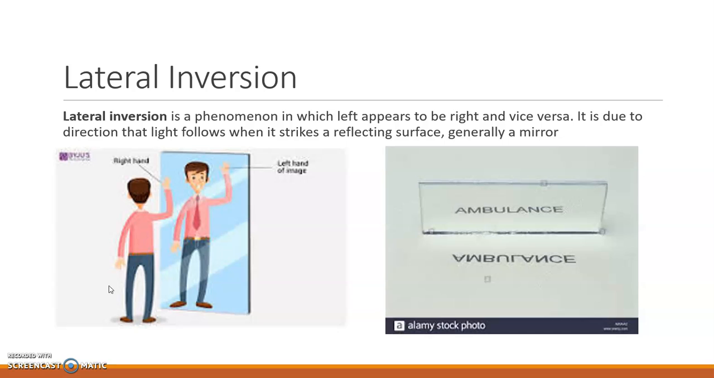Now let's look at lateral inversion. What it basically is: when an object is kept in front of a plane mirror, the sides are reversed. Right becomes left and left becomes right. This phenomenon is known as lateral inversion. This means that when the boy is standing in front of a plane mirror and he is raising his right hand, the image will raise the left hand.